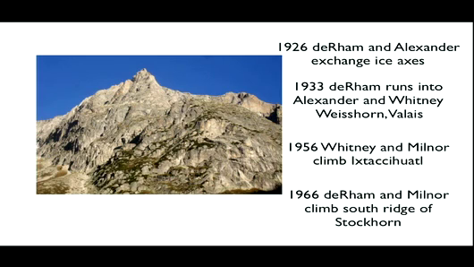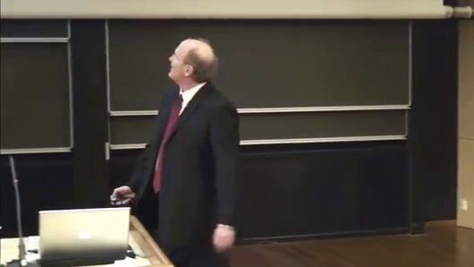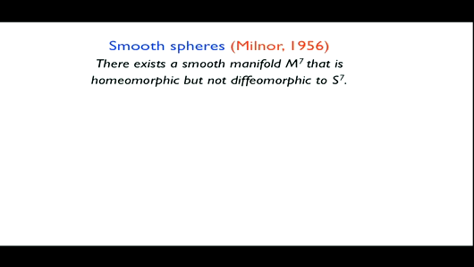So let me go back to 1956. This wasn't the only thing that happened. As you've heard, this was the year that Milnor discovered that there is a smooth manifold of 7 dimensions that is homeomorphic to the sphere, but not diffeomorphic to the sphere.